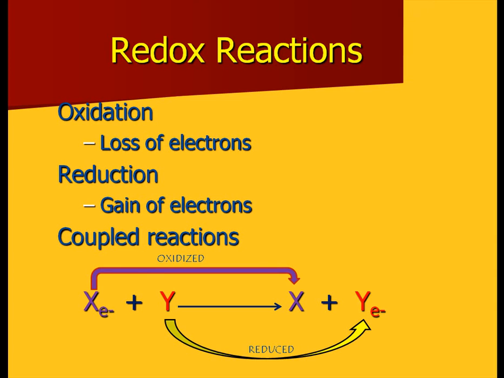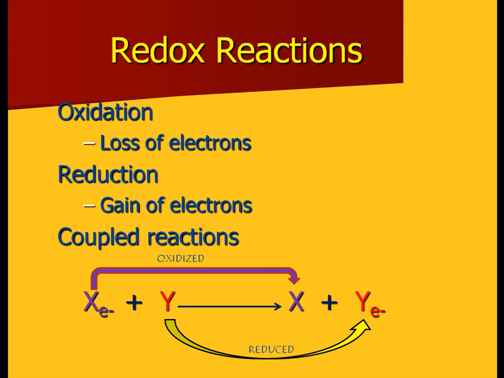Because Y is very electronegative and pulling the electrons away from X, Y is said to be an oxidizing agent. X, in turn, since it is causing Y to be reduced, is what we call a reducing agent.